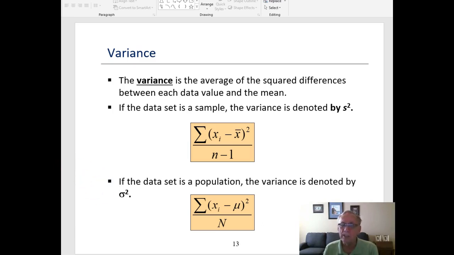Again, the formula is the sum of the integer minus x bar squared divided by n minus 1, in the case of a sample data set. In the case of a total population, it's the same formula, but you divide by total population, big N. Now, it's important to remember that with the sample set, you're always going to subtract 1 from the sample size. When you're dealing with total population, you don't subtract 1. You're dealing with the total population, so you get an exact number.